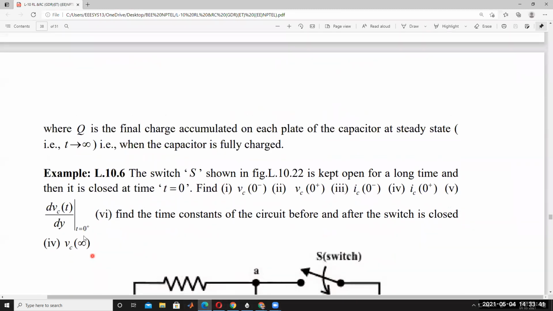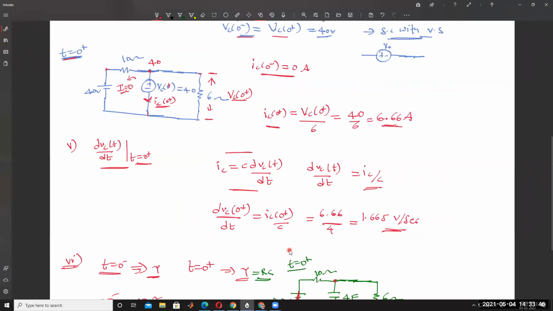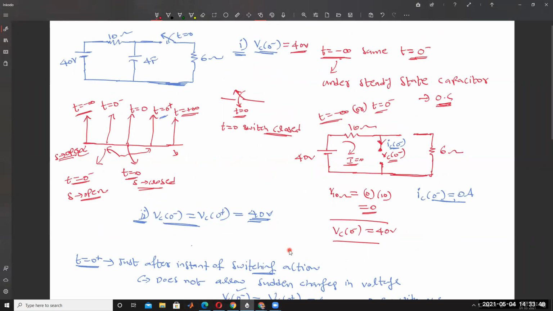And then VC of infinity. So VC of infinity under steady state condition. What is he asking? What is the voltage across the capacitor under steady state condition? That is nothing but VC of infinity, the t is equal to infinity condition, under the switch closure condition.